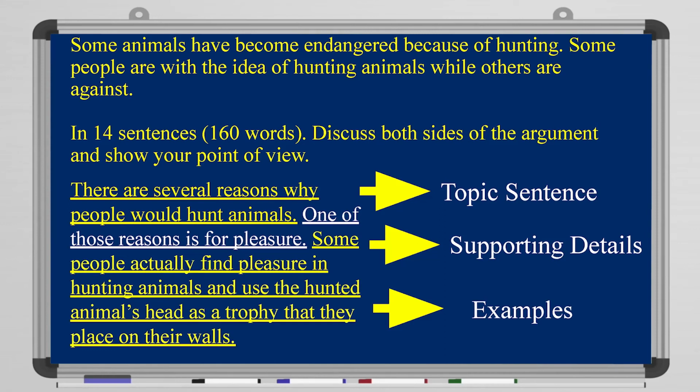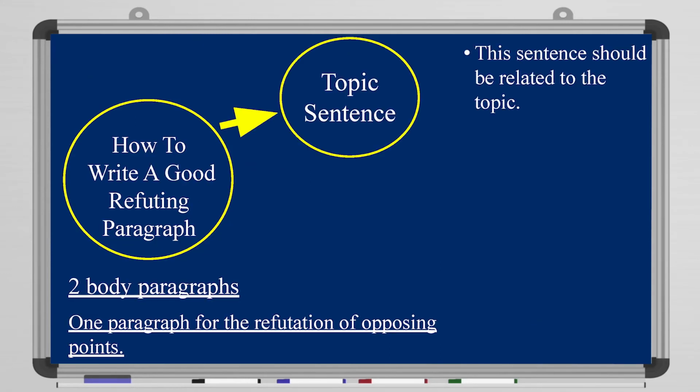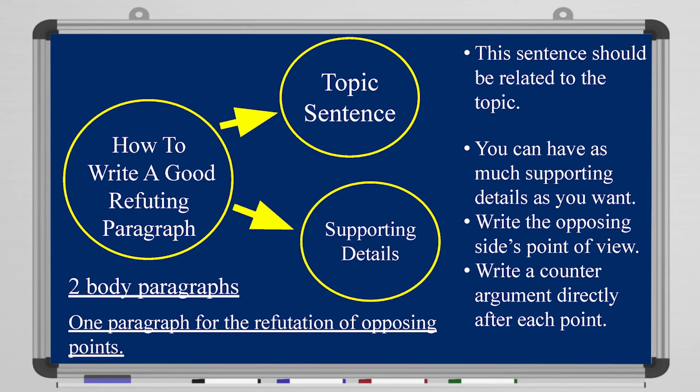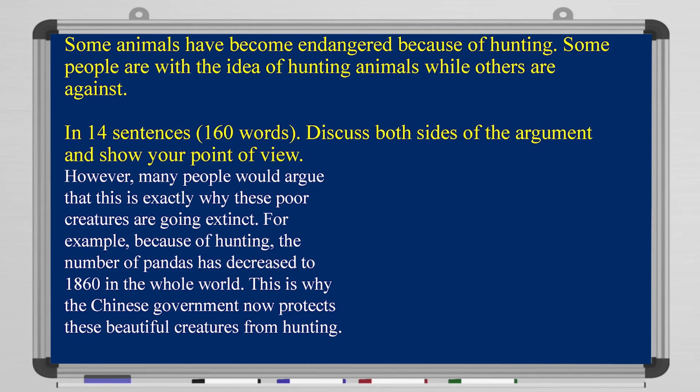Okay. Now let's look at the refuting paragraph. You need to have a topic sentence and supporting details, the same as before. But you need to refute the ideas. So let's look at this. However, many people would argue that this is exactly why these poor creatures are going extinct. For example, because of hunting, the number of pandas has decreased to 1,860 in the whole world. This is why the Chinese government now protects these beautiful creatures.